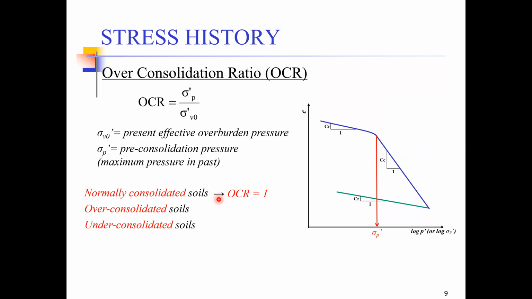For normally consolidated soil, we already discussed that the present overburden pressure is the same as the pre-consolidation pressure, meaning the present pressure on the soil is the maximum pressure that has ever been sustained by the soil. Means the pre-consolidation pressure is equal to the present effective pressure. If these two are equal, it means the over-consolidation ratio would be 1 for normally consolidated soils.